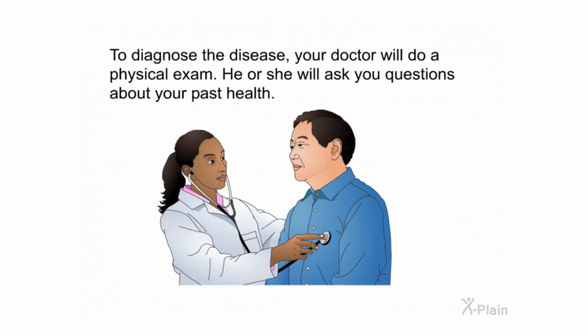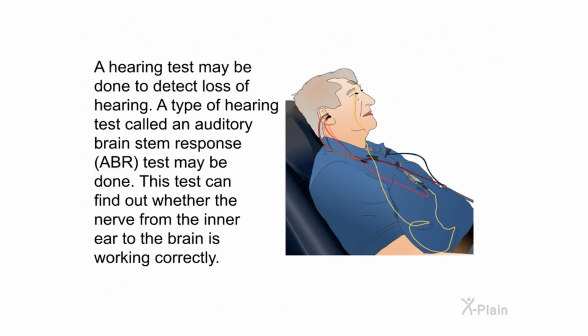Diagnosis. To diagnose the disease, your doctor will do a physical exam. He or she will ask you questions about your past health. A hearing test may be done to detect loss of hearing. A type of hearing test called an auditory brainstem response, ABR test, may be done. This test can find out whether the nerve from the inner ear to the brain is working correctly.